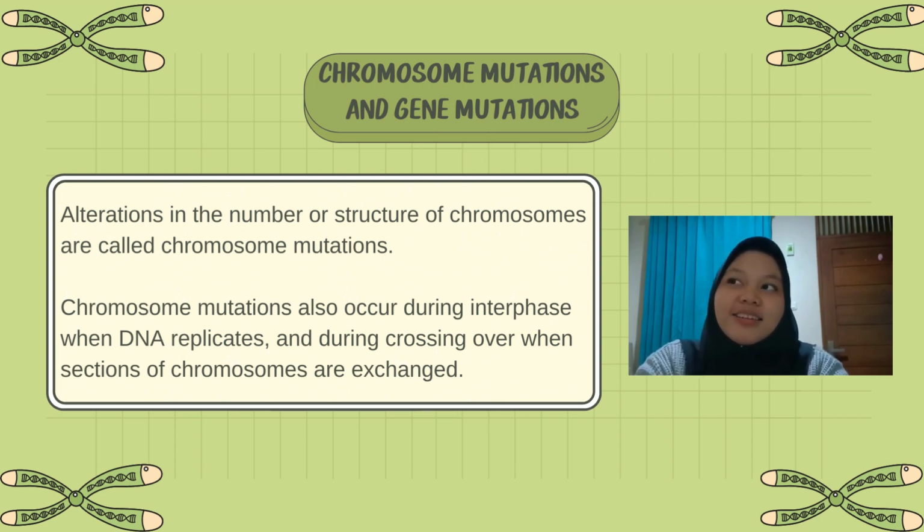Alterations in the number or structure of chromosomes are called chromosome mutations. Chromosome mutations can happen during mitosis and meiosis. Homologous chromosomes may fail to separate, resulting in non-disjunction. Chromosome mutations occur during interphase when DNA replicates, and during crossing over when sections of chromosomes are exchanged.